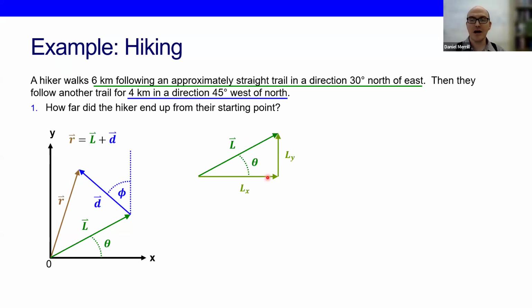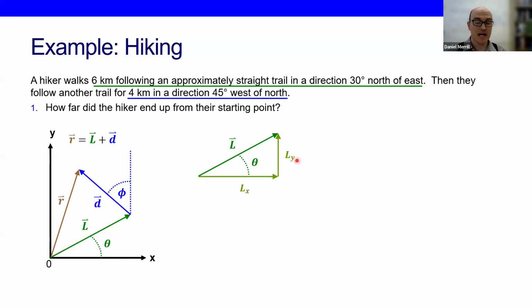So starting with L, I drew my L vector, my 6 kilometer vector, and I want to find the components. So how far did I go along that walk in the eastward direction, and how far did I go in the northward direction? Starting out with the northward direction, I can find the amount I went north by saying, well, my angle's here. This is the 30 degrees.